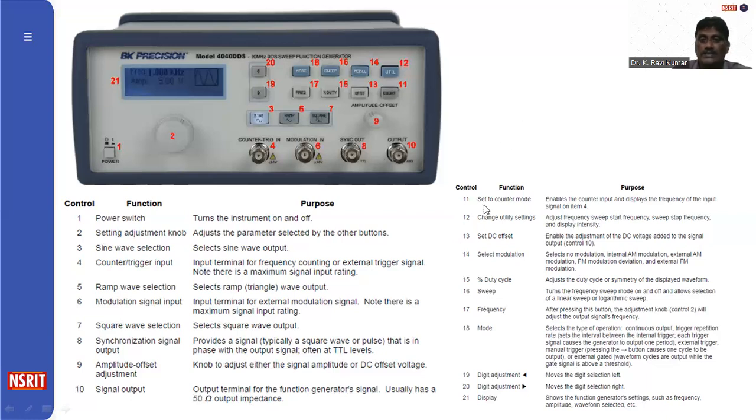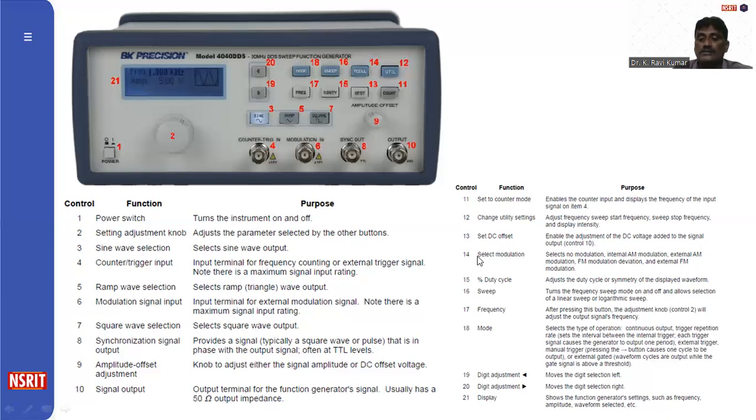The 11th one is the set to continuous mode. This enables the counter input and displays the frequency of the input signal on item 4. When we press the 11th button, we will get the frequency value. The 12th one changes the utility settings. It is used to adjust the sweep start frequency, sweep stop frequency, and display intensity. The 13th one is the set DC offset. It enables the adjustment of the DC voltage added to the signal output.